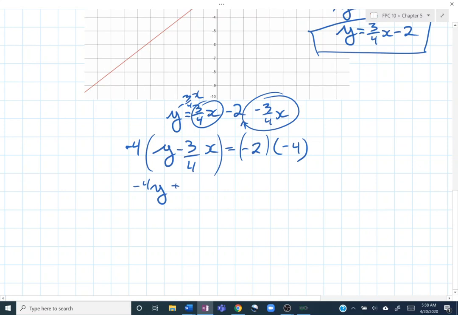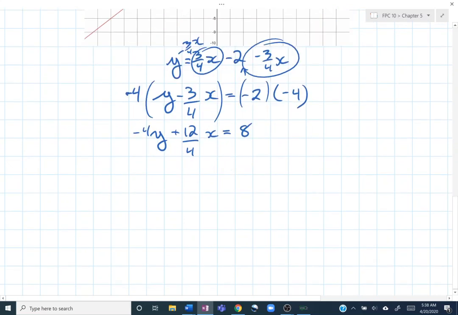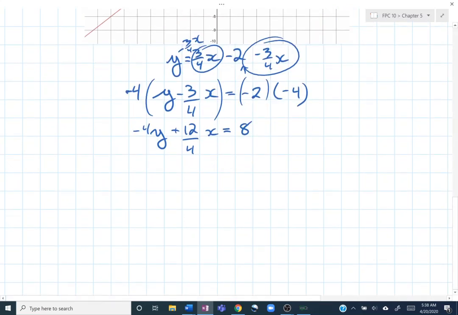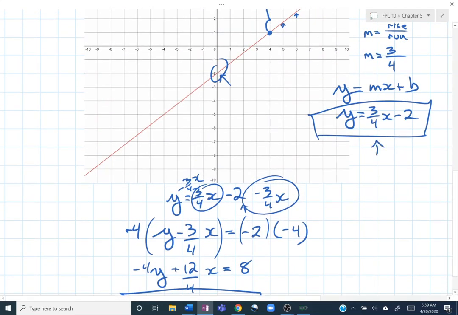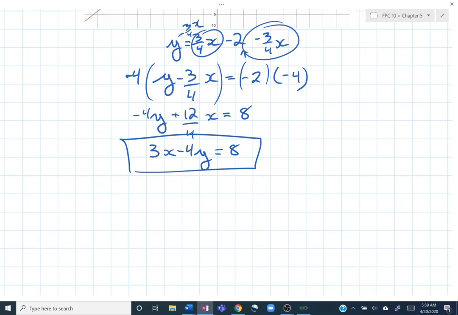minus, a negative times a negative is a plus, 12 over 4x equals +8. I don't need to write the positive, I can just write the 8. I'm going to rewrite them in order and simplify at the same time. 12 divided by 4 is 3, so there's a 3x minus 4y is equal to 8. So there it is in standard form, and there it is in slope-intercept form. And I think that's about it for 5.1.